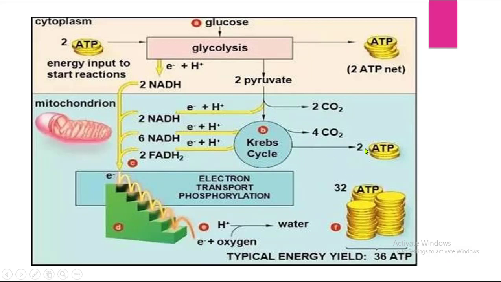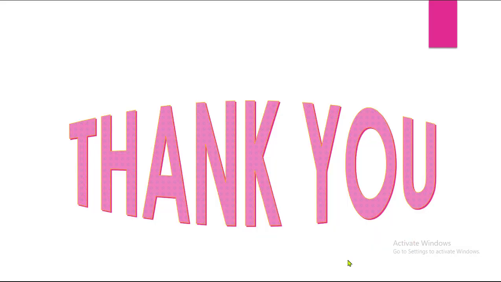In the Krebs cycle, direct ATP 2, in glycolysis 2, 32 plus 2 is 34, plus 2 is 36. So again, the net energy yield of aerobic respiration in eukaryotes is 36 ATP molecules.